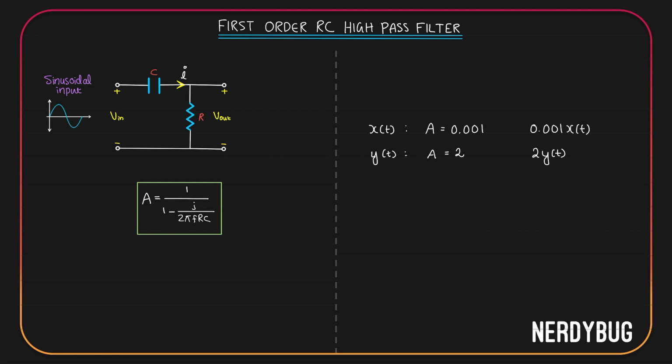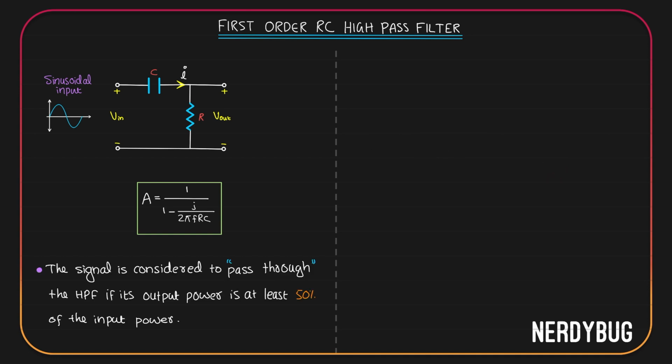For low frequency signals, gain will be really less. For high frequency signals, gain will be really high. So the low frequency ones will get erased in the output and the high frequency ones will be retained. Now we consider the input signal to pass through the high pass filter if its output power is at least 50% of the input power. That means the gain for this particular signal has not decreased its power less than 50%.